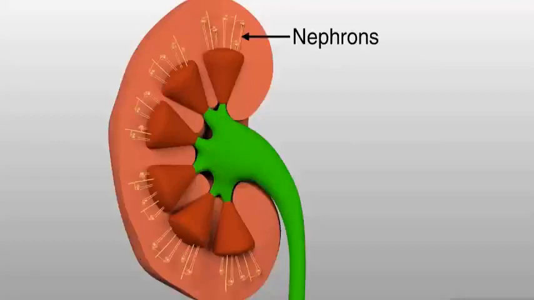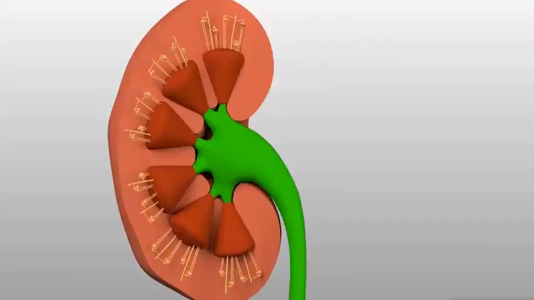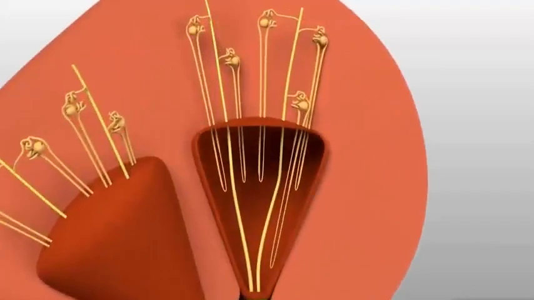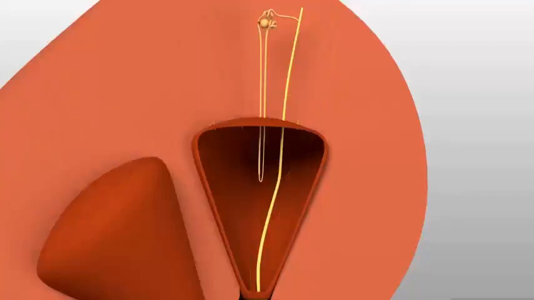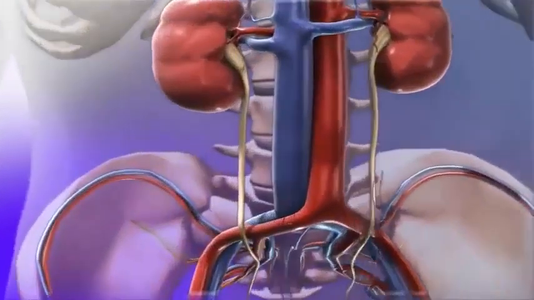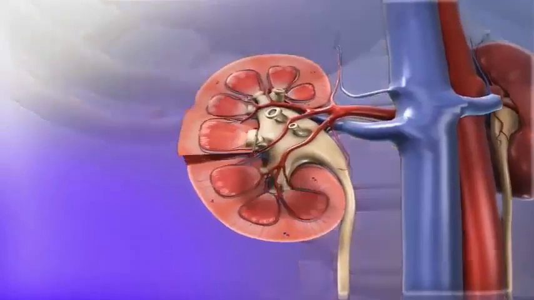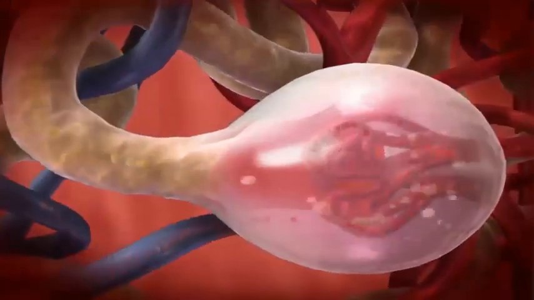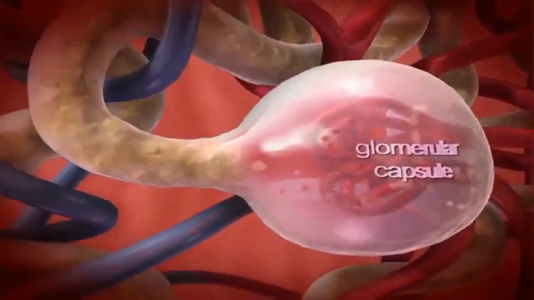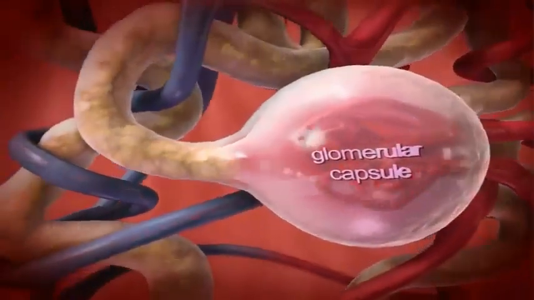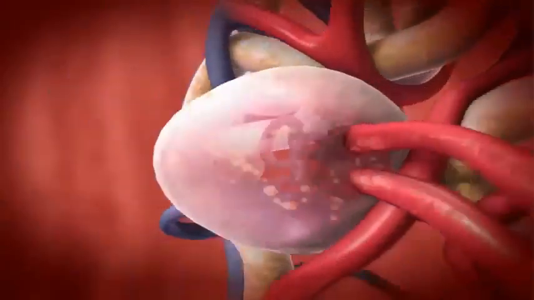Now let me show you some nephrons here. They are the functional units of the kidney. Each kidney has about 1 million nephrons. They are organized like this. Now let's focus on its structure. It is made up of two components. Glomerulus, which is a tuft of capillaries, and renal tubule, which is an epithelial structure.